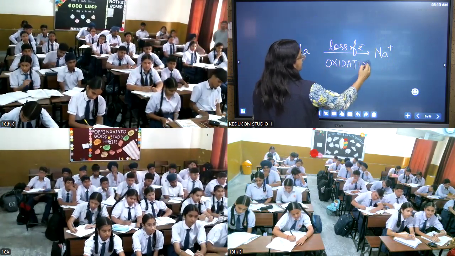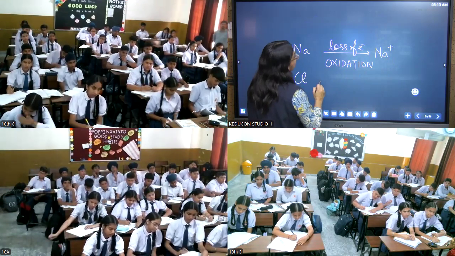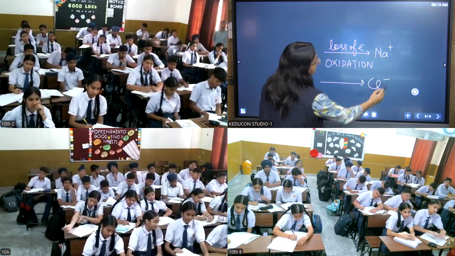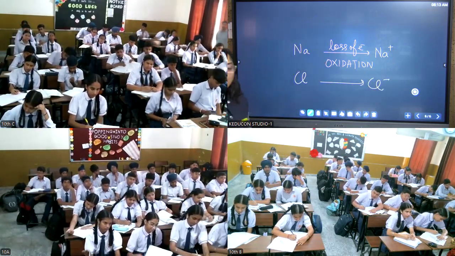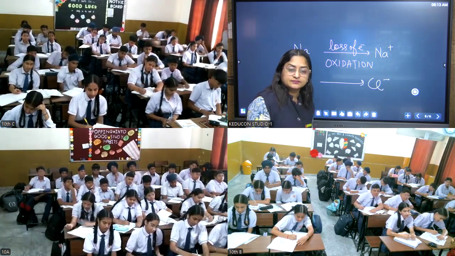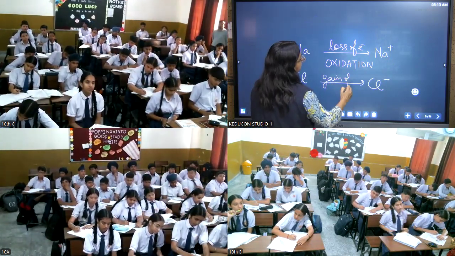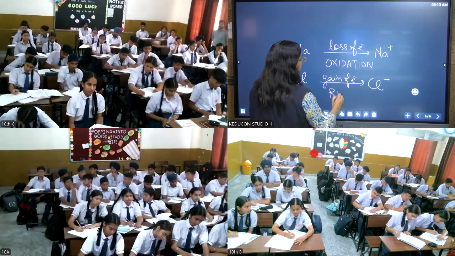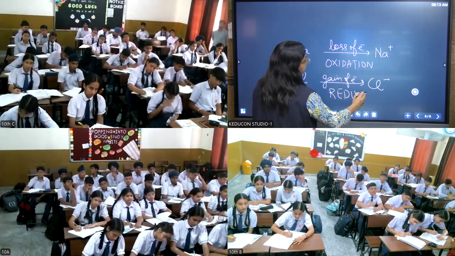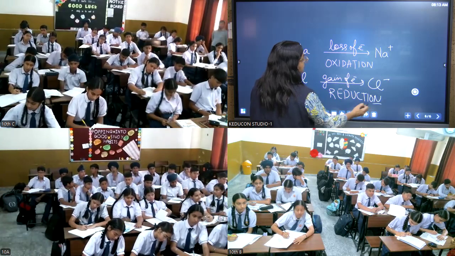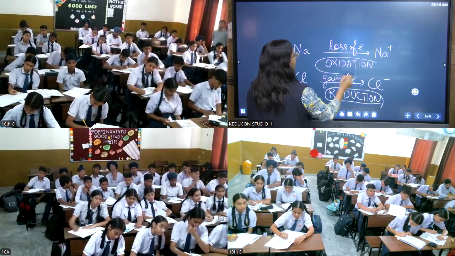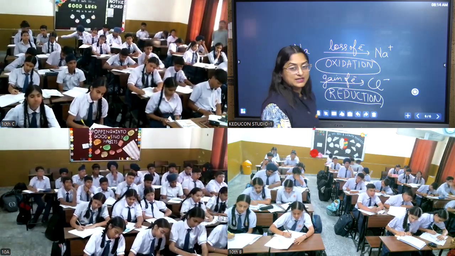Oxidation. And what has chlorine done to become Cl negative? Loss or gain? Gain. Gain of electron. So gain of electron is called reduction. So this is also a concept which you should be aware of while doing the redox reaction chapter.